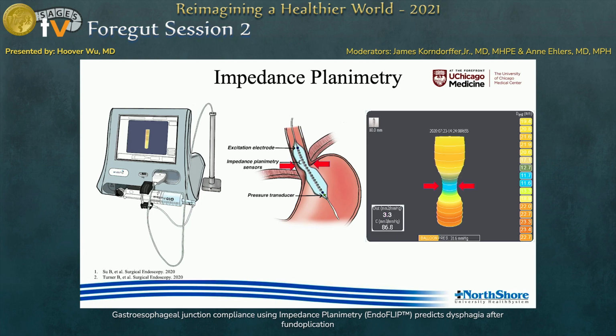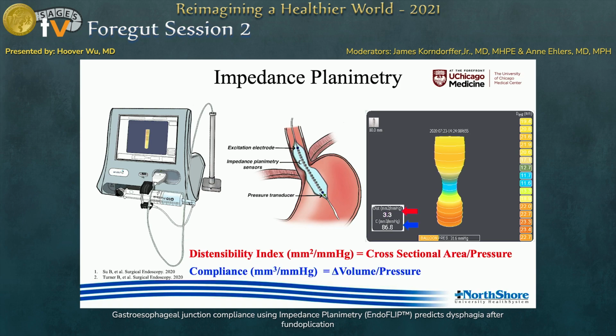The impedance planimetry system can calculate the tightness of the lower esophageal sphincter, known as the distensibility index, by dividing the cross-sectional area over pressure, a single plane. So compliance can also be calculated by the impedance planimetry system by dividing change in volume over pressure, sections of a tube. The measurements of compliance have not been analyzed during anti-reflux surgery.